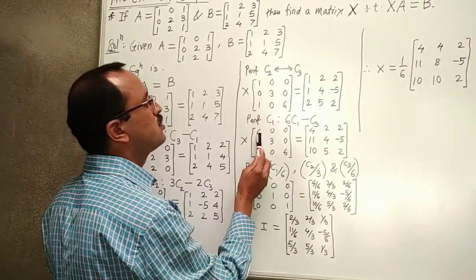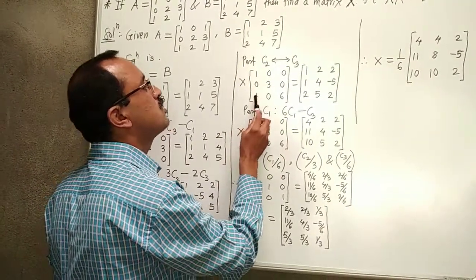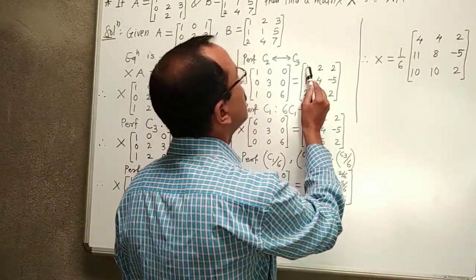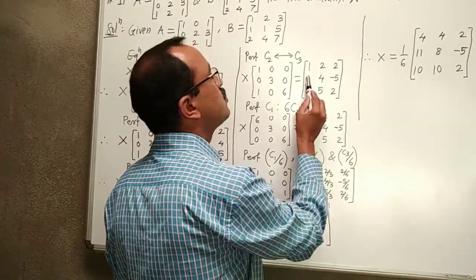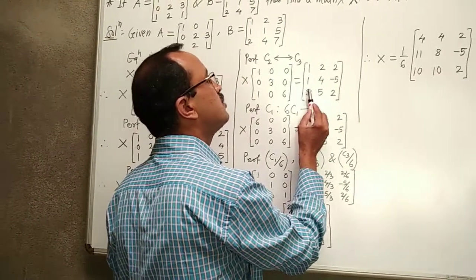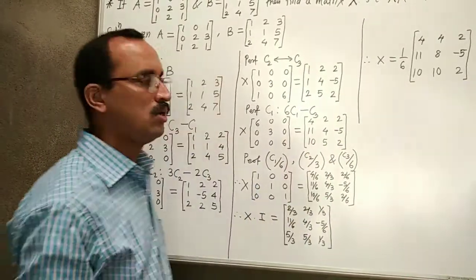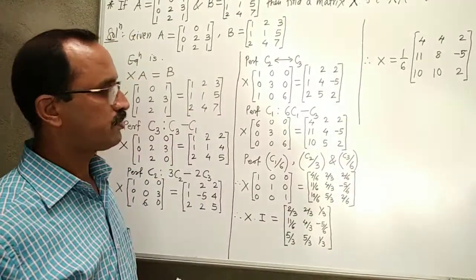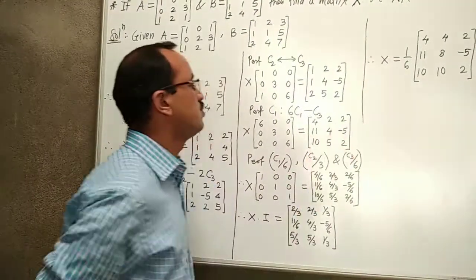6 minus 0, 6. 0 into 6 means 0 minus 0, 0. Here 1 into 6, 6 minus 6 is 0. Here also we multiply this element by 6. So 6 minus 2, 4. 7 is changed: 6 minus minus 5 means plus 5, 6 plus 5, 11. 2 multiplied by 6, 12, 12 minus 2, that is 10. And C2 and C3 remain the same.